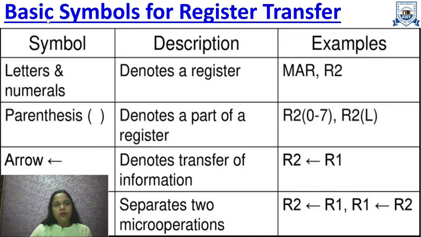Next we see some basic symbols for register transfer. We denote a register by capital letters and numerals. If we need to write a part of a register, we use parentheses, just like lower and higher bits. If we need to denote the transfer of information, we use this arrow operator. If we need to separate two micro operations, we can use this comma operator.